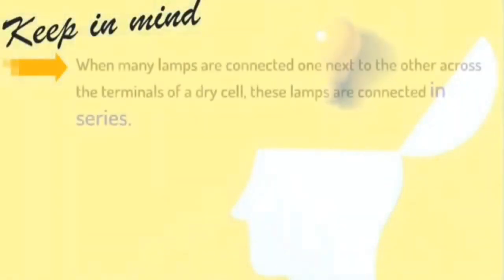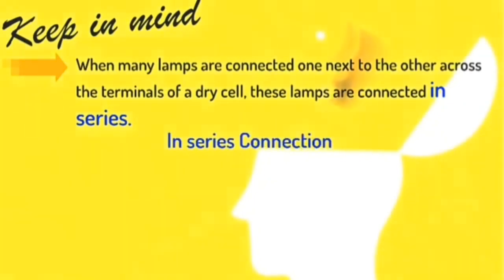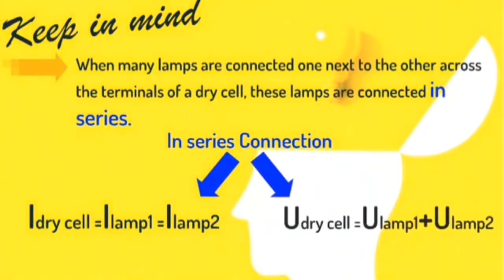You have to keep in mind that when many lamps are connected one next to the other across the terminals of a dry cell, these lamps are connected in series. And in this connection, there are two laws. The first law states that the current of the dry cell is equal to the current of the lamps, and the second law states that the voltage of the dry cell is equal to the sum of the voltages of these lamps.